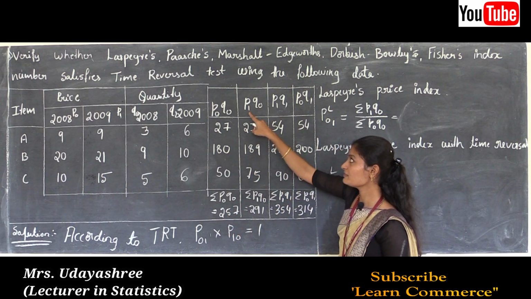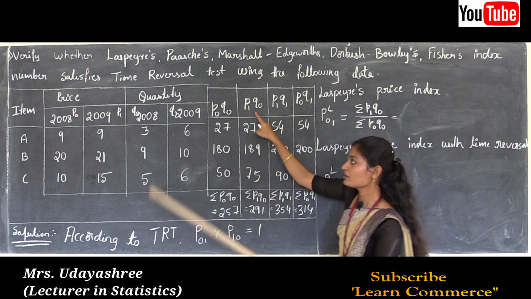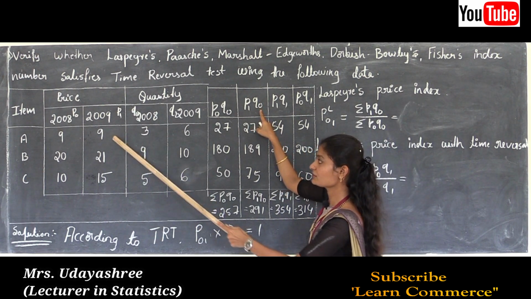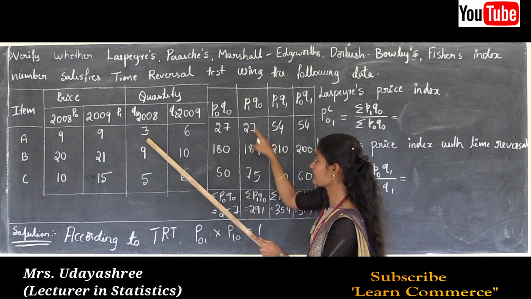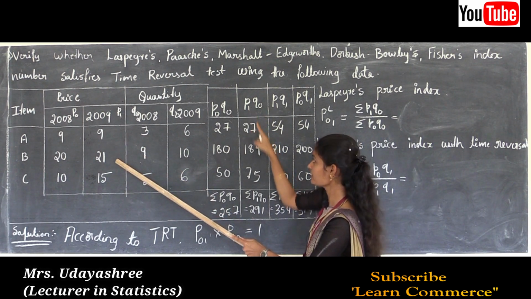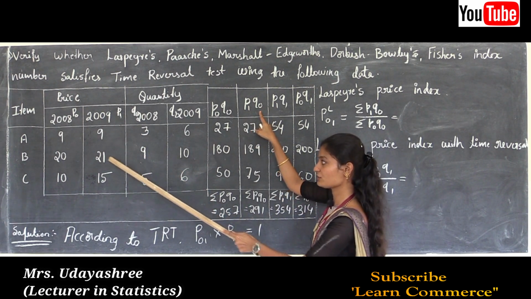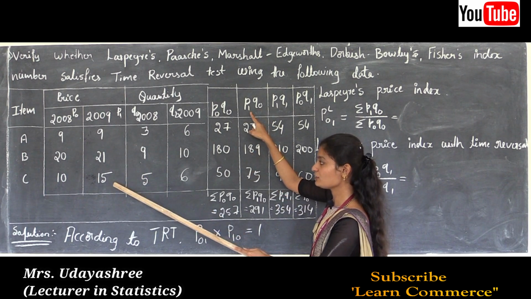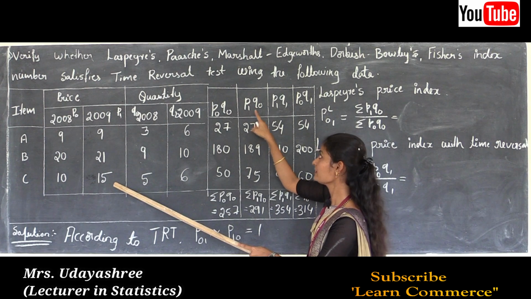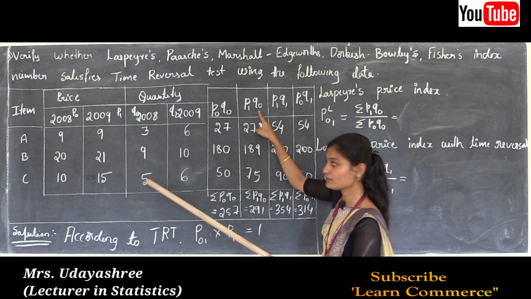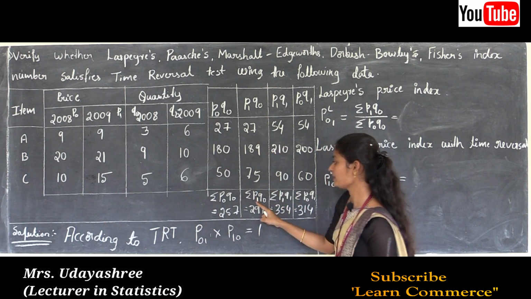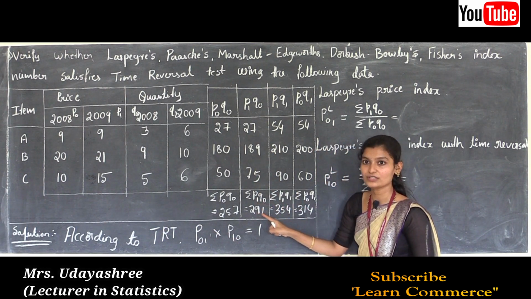Next column is P1 into Q naught. Here P1 is 9, Q naught is 3, so 9 into 3 is 27. Next P1 is 21, Q naught is 9, so 21 into 9 is 189. Next P1 value is 15, then Q naught value is 5, 15 into 5 is 75. Then sum of P1 Q naught is 291.